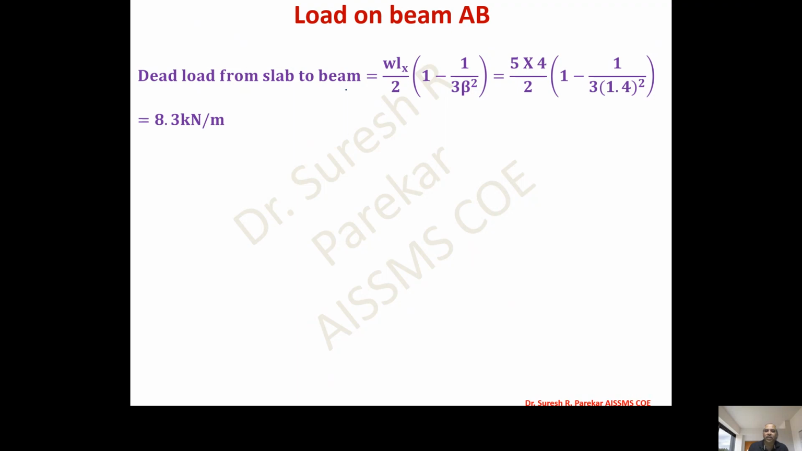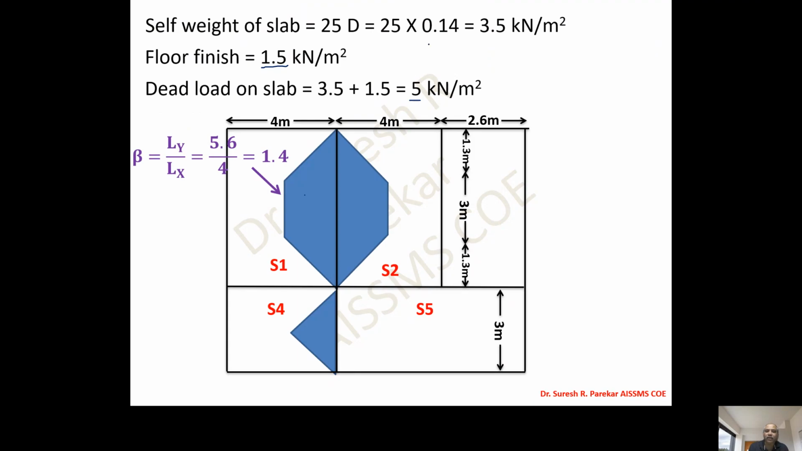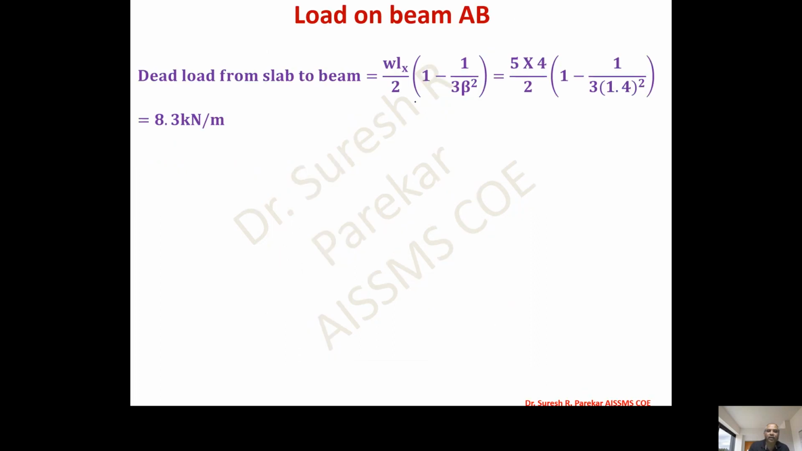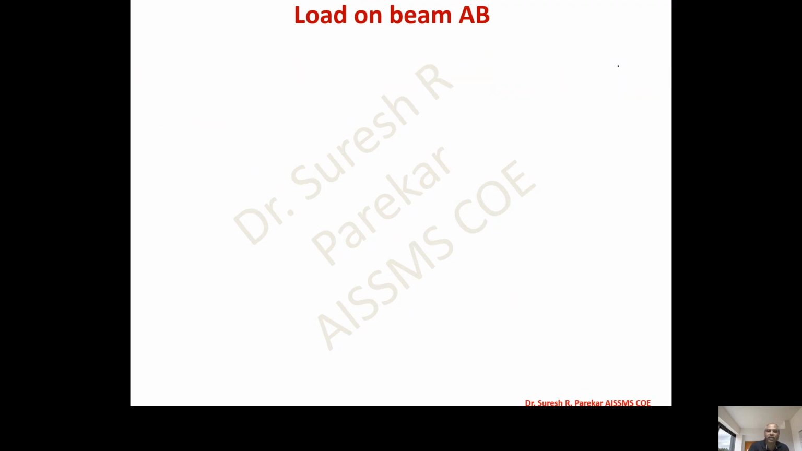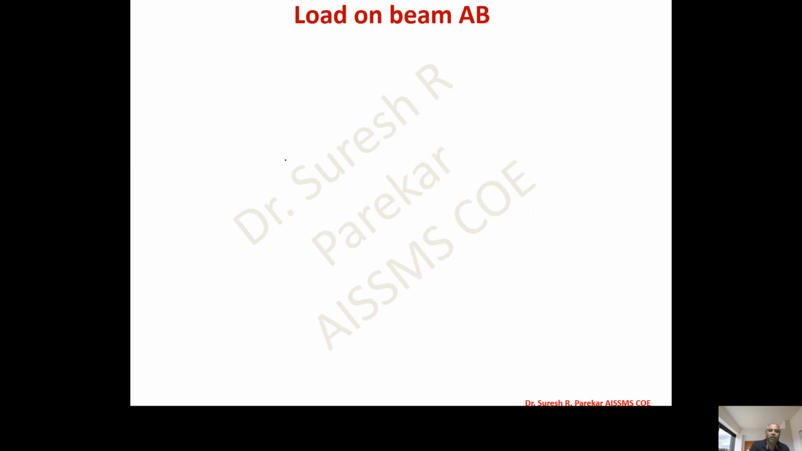So dead load from slab to beam. Now we have W we have calculated. If you will see, we have UD we are taking, that is 5. Then this value will be 5 into 4 by 2, 1 minus 1 upon 3 into 1.4 square. Beta 1.4, that also we have seen in this. So 5.6 upon 4, we will have this value as 1.4.